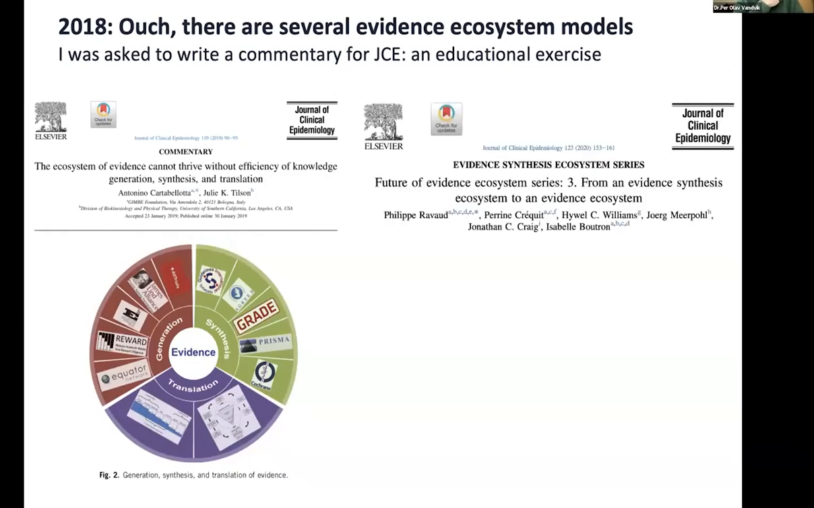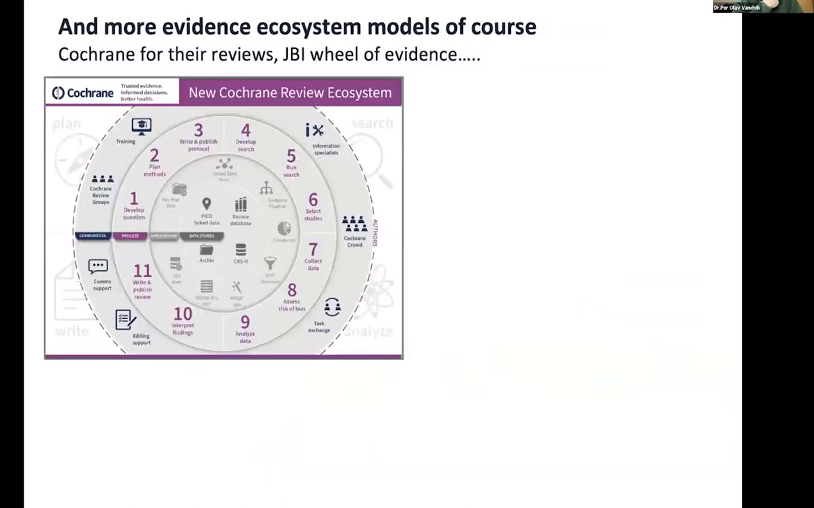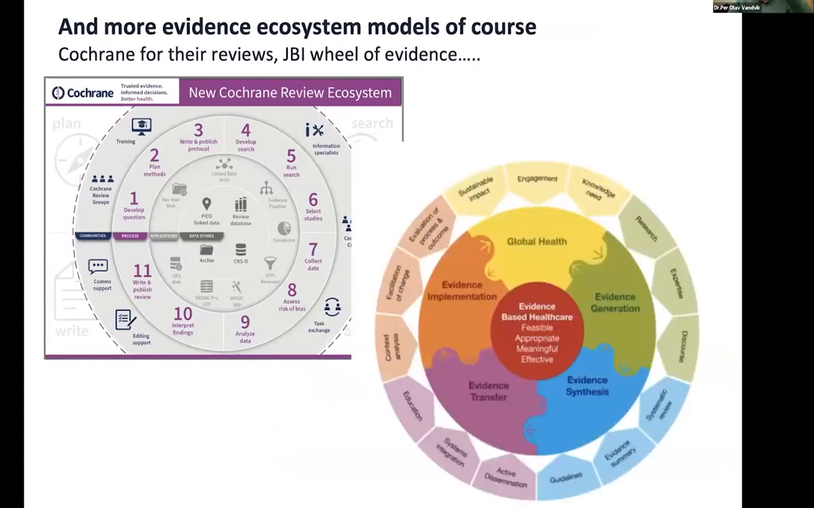There was another series of papers on evidence ecosystems from the wonderful Cochrane group in France, Isabelle Boutron, who's giving another talk at this conference, again focusing a lot on evidence synthesis and in particular network meta-analyses, and they have for sure had a breakthrough from the COVID-19 pandemic. Cochrane has their ecosystem, mostly on Cochrane reviews, again, evidence syntheses. JBI has a very similar kind of circle, the JBI Wheel of Evidence, and they come from the implementation side of this evidence ecosystem with some great insights.